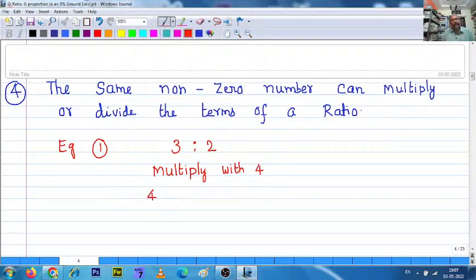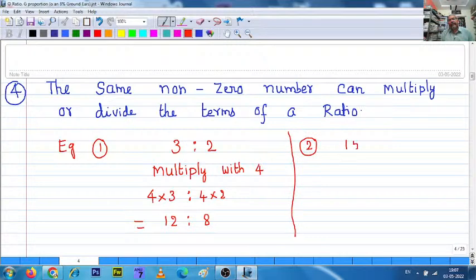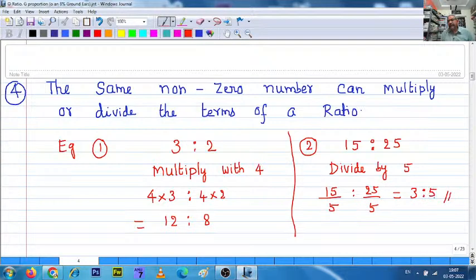So what do we get now? 4 times 3 is to 4 times 2, which is equal to 12 is to 8. Similarly, consider another example: 15 is to 25. Now divide each term by 5. So what do we get? 15 divided by 5 is to 25 divided by 5. You will get 3:5, which has been put in lowest terms, or simplest.